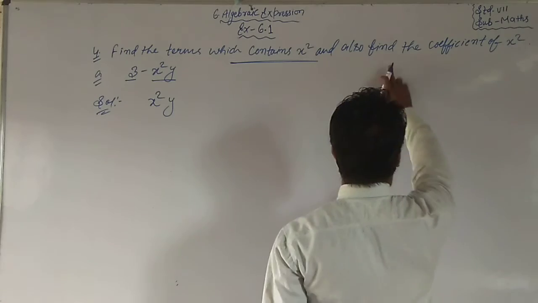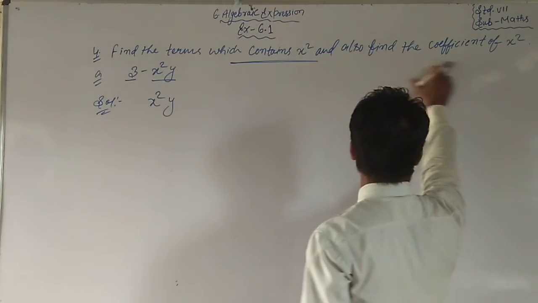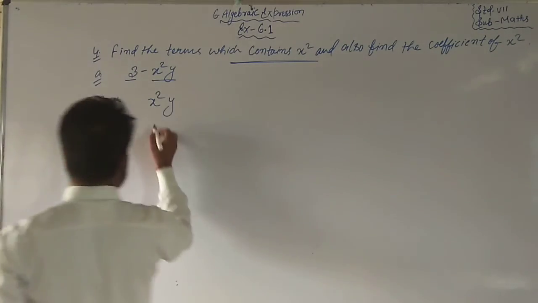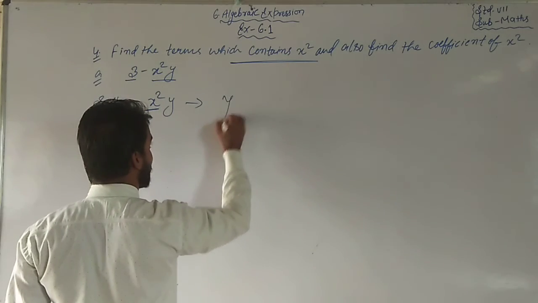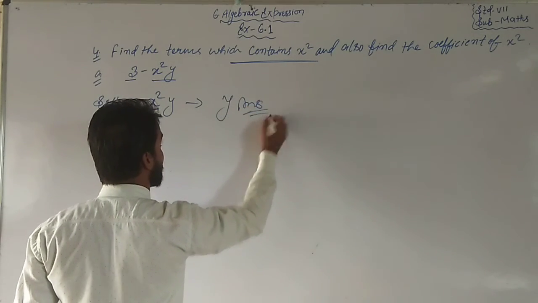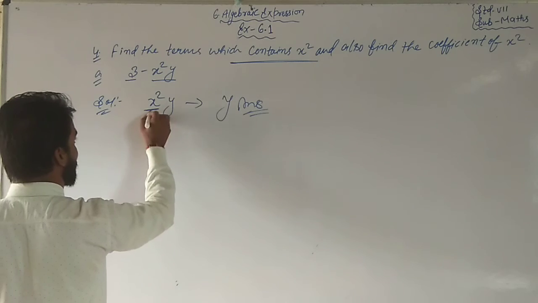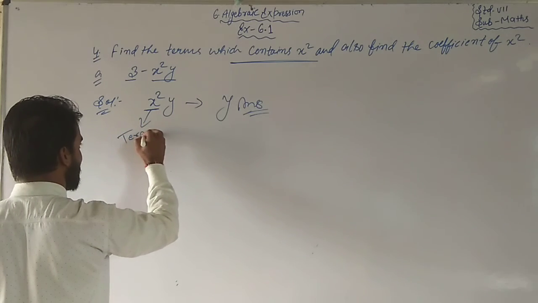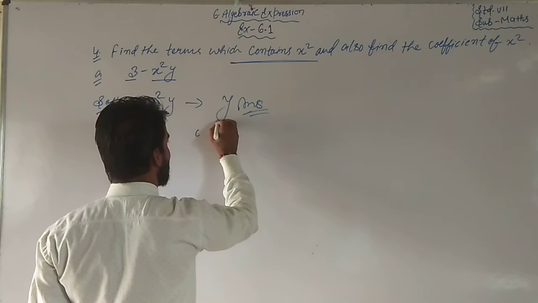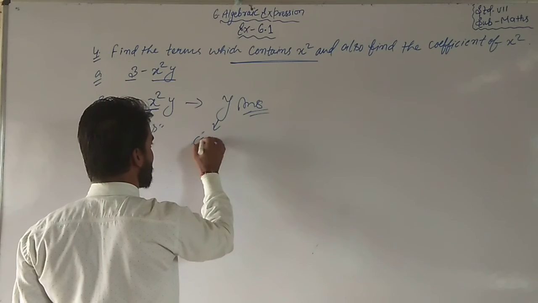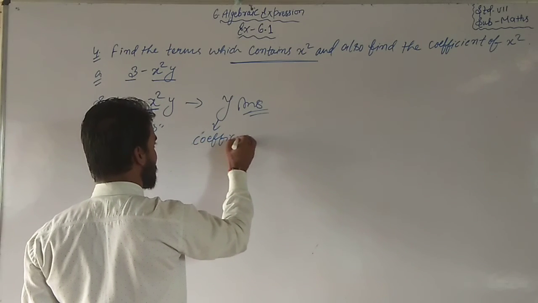The second question says find the coefficient of x square. If I ask about the coefficient, what will be the coefficient of x square? y. We can say that the term is x square y, and the coefficient is equal to y.